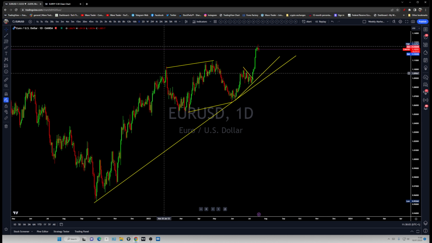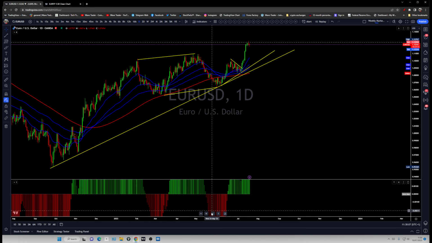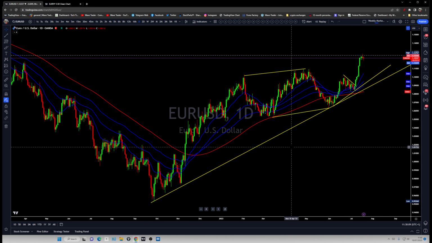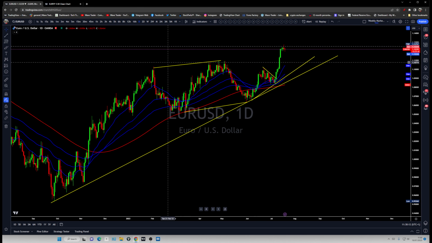If I look at the moving averages, we can see that the trend is significantly to the upside. So we are looking for a pullback, getting back into the moving averages. That's the bigger daily picture.